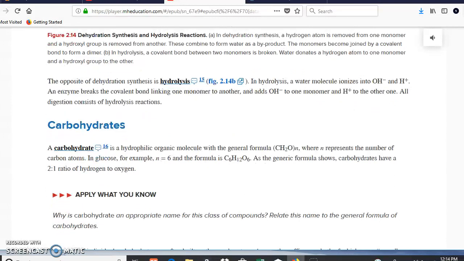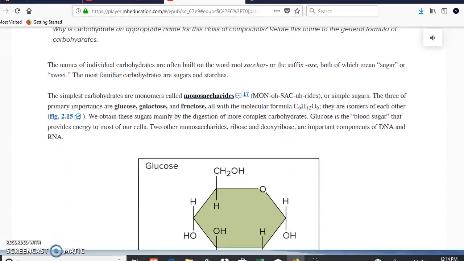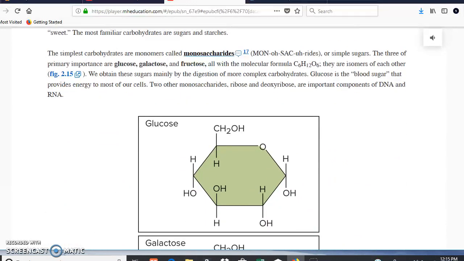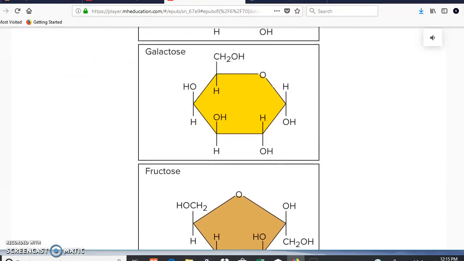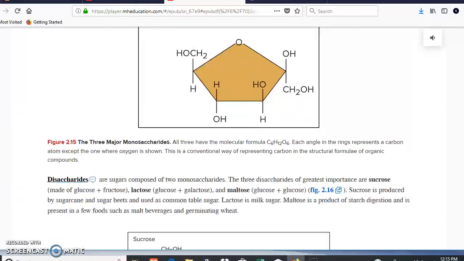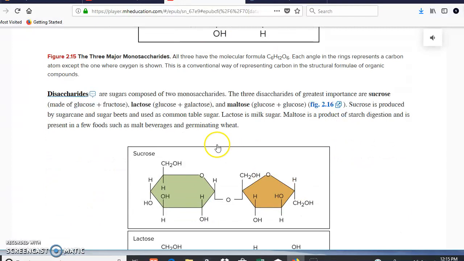So with carbohydrates, we're going to have, for example, glucose. In the case of carbohydrates, the monomer is called a monosaccharide. And you can see here, glucose. Other examples of monosaccharides are galactose and fructose, as you can see right here. If you put together 2 of them with a synthesis reaction, then you're going to get a disaccharide. For example, sucrose, which is the combination of glucose and fructose, as you can see right here. Other ones are going to be lactose as well as maltose.